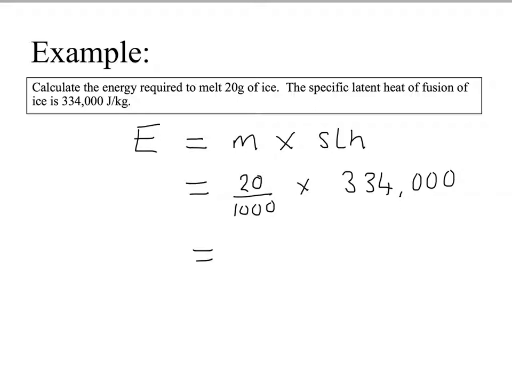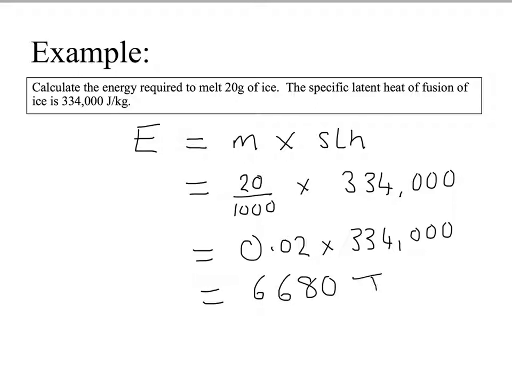So 20 divided by 1,000 is actually 0.02, which I'm multiplying by 334,000. We put that into our calculator and we get 6,680 joules.